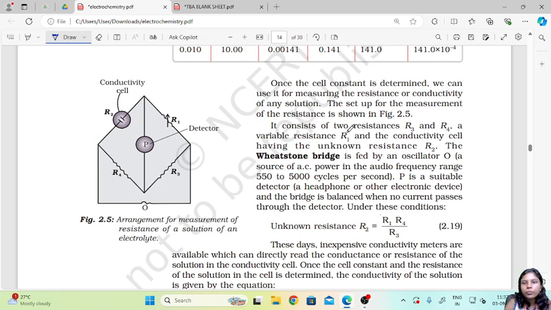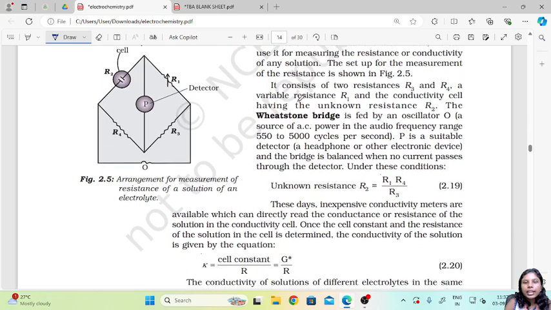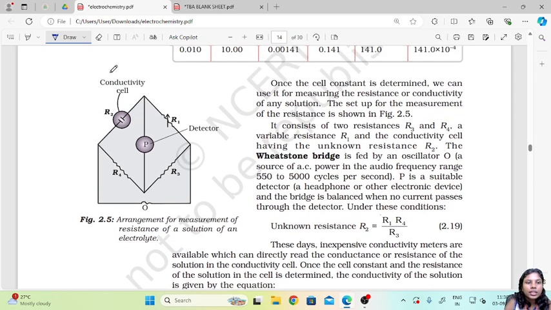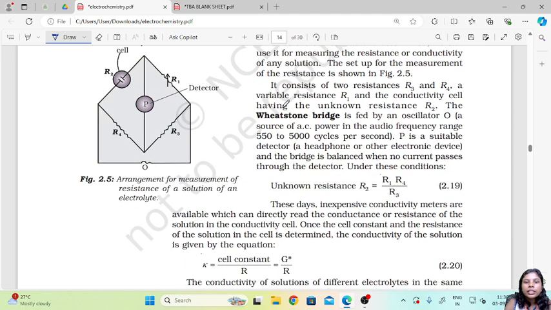of any solution. The setup for measurement of resistance is shown in figure 2.5. So this is the figure. Over here you have the detector, we have the conductivity cell, and we have the resistors. It consists of two resistances, that is R3 and R4, and a variable resistance, that is R1. This resistance can be changed, this remains fixed, and the conductivity cell has a resistance R2, which is the unknown. The Wheatstone bridge is fed by an oscillator O.